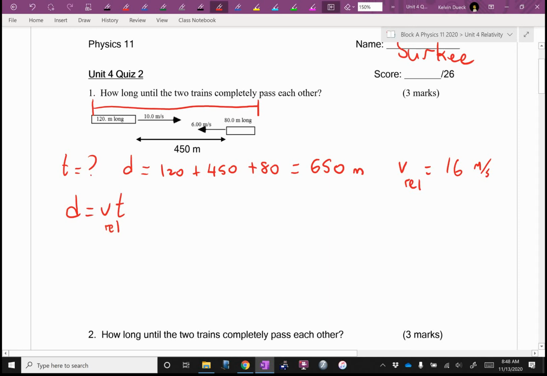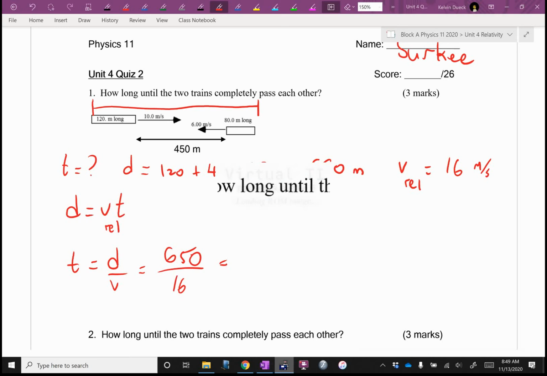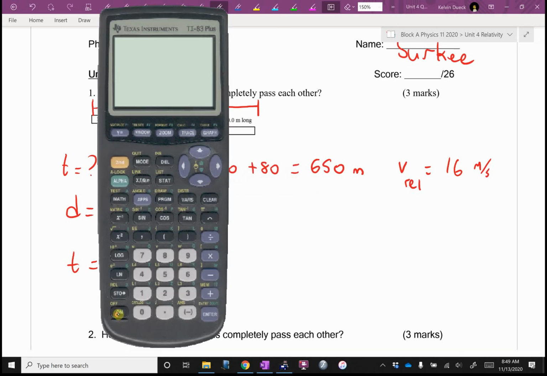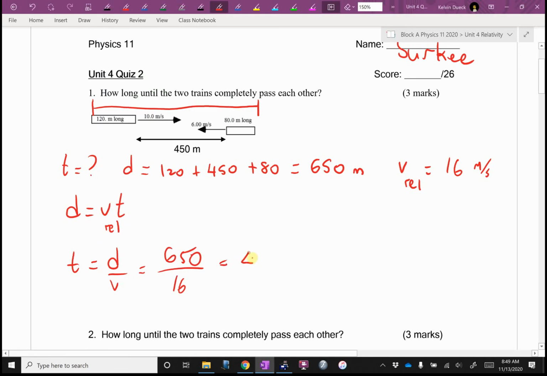How would I get the T by itself? So it's going to be 650 divided by 16. You get 40.6, 40.6 seconds. Is that right? Yep. So I would give you 3 out of 3 for that.